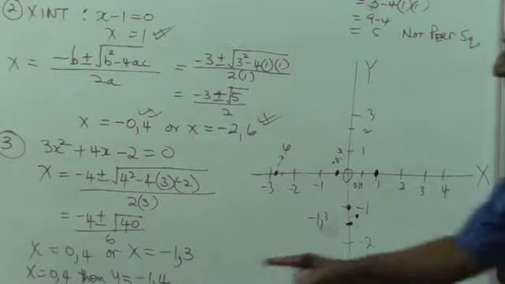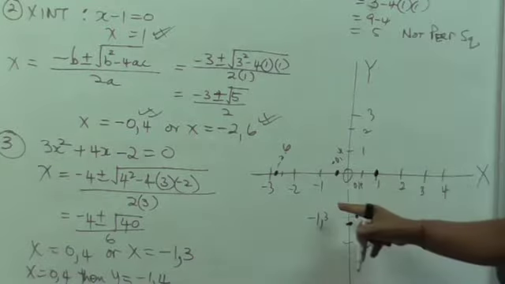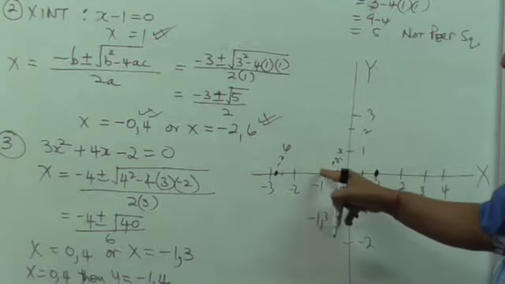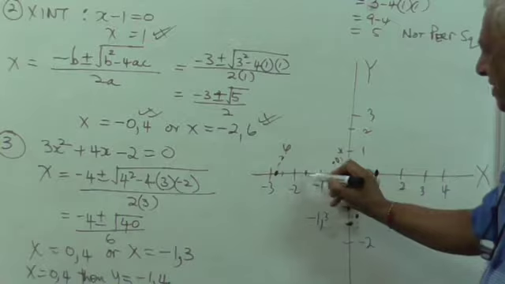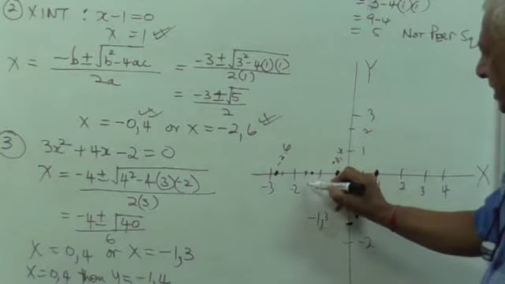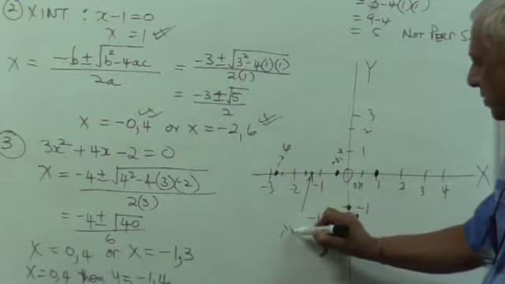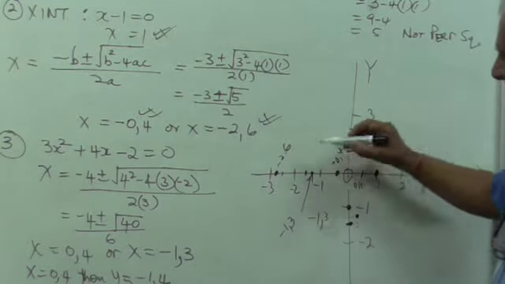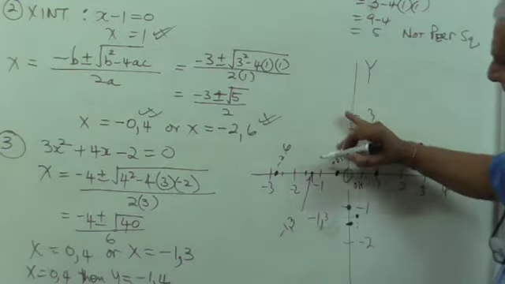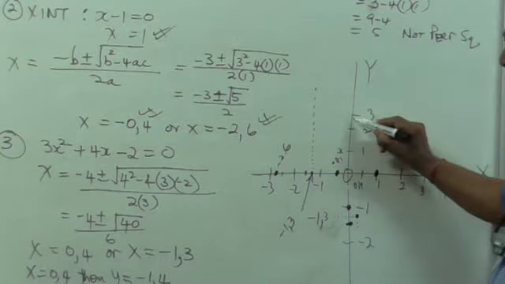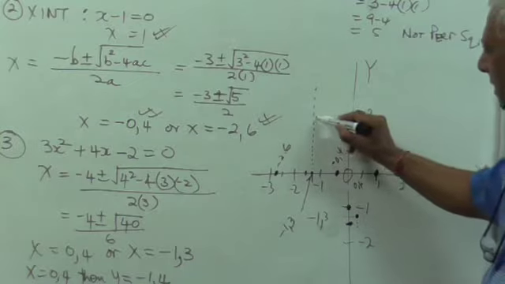We have to plot this one, minus 1 comma 3. So there is minus 1, x is minus 1. So minus 1 comma 5, minus 1 comma 3 will be here. So that's minus 1 comma 3 there, and 2 comma 8 is here.